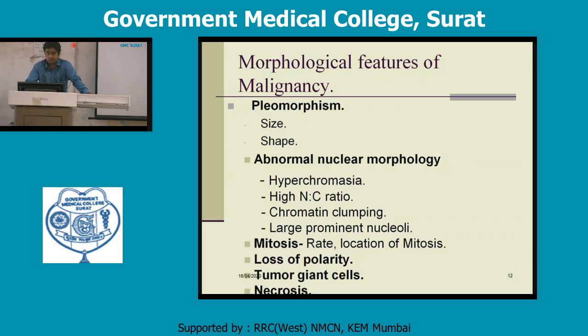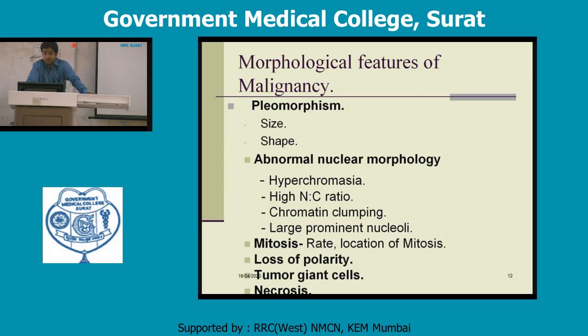Next is mitosis. In general, increased mitosis does not indicate that there is malignancy inside. Mitosis just gives the proliferative rate of the tissue. Some tissues have a high proliferative rate, like the bone marrow, and some have a low proliferative rate, but the presence of atypical mitotic figures and bipolar, multipolar mitosis are very important to diagnose the presence of malignancy.